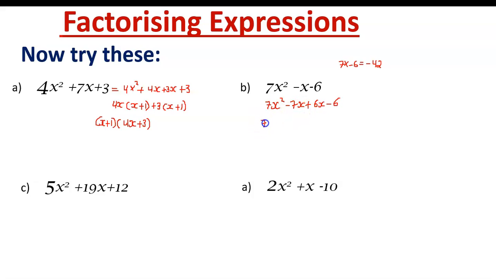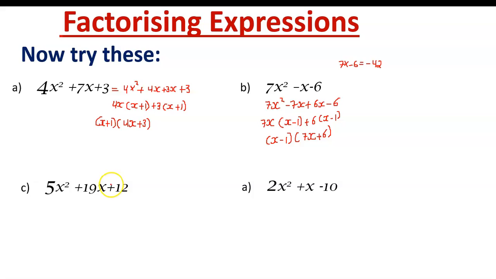Factorize those two. Take 7x out. What's left? X minus 1. Next, take 6 out. What's left? X minus 1. So x minus 1 is a common factor. Let's write down x minus 1 here. What's left from this side? 7x. On this side, 6. This is completely factorized. We've got the two brackets.